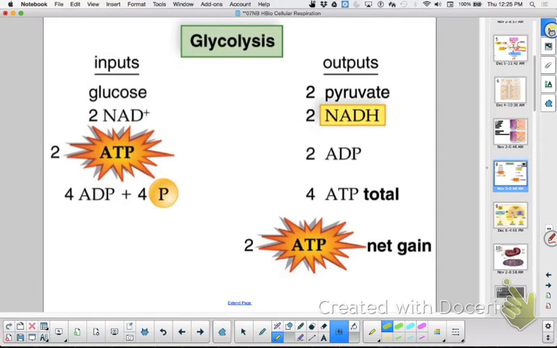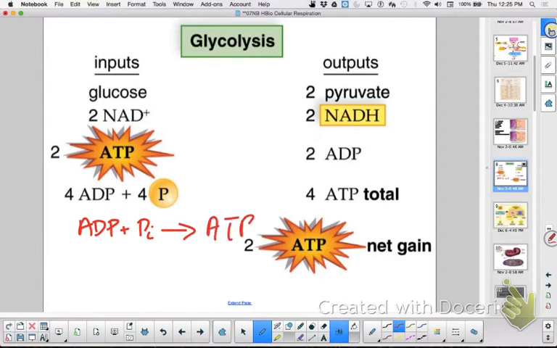Why is ADP an input? Because I need some ADP to make ATP, right? I'm going to take an ADP, I'm going to add an inorganic phosphate to it so I can make an ATP right here. Yes? And that's making ATP without using any electron transport chain. It's just a handoff. I have the phosphate, now you have the phosphate. That's called substrate level phosphorylation. No ETC needed. Pure handoff.